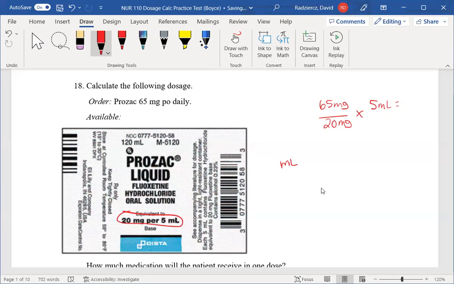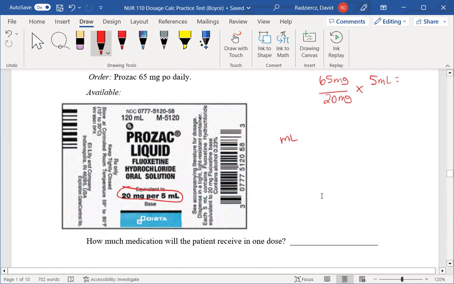65 times 5 gives me 325 divided by 20. And I'm going to get 16.25. So what would I put as an answer if I have 16.25? Give me 1 second before I answer your question. Answer my question. Good. Perfect.